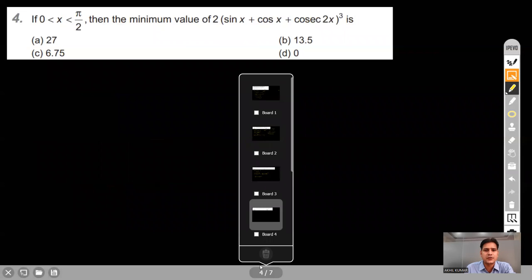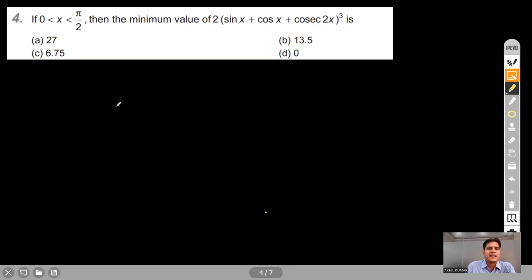And now let's take the next question, question number 4. It is saying x lies between 0 to pi by 2. Then the minimum value of 2 times sine x plus cos x plus cos 2x, whole cube, is. So we have to find the minimum value of this function, and the range of x is given: x lies between 0 to pi by 2.